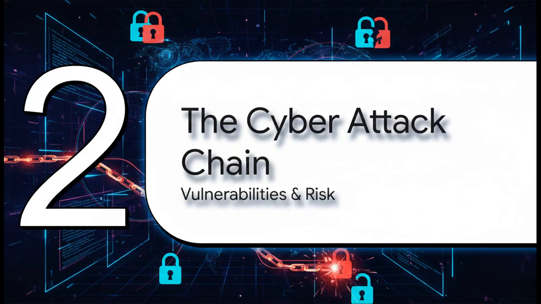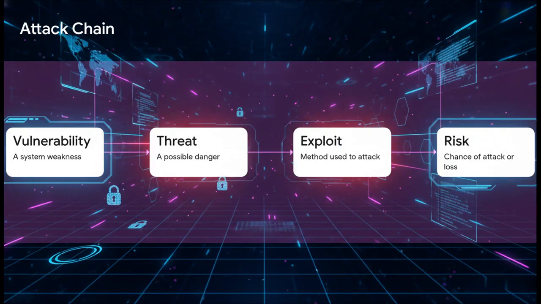Section 2, the cyber attack chain, from vulnerabilities to exploits. It's fascinating because a breach doesn't just happen out of nowhere. It follows a very specific chain reaction. First, it always starts with a vulnerability. Think of that as just a basic flaw or weakness in your system. Step 2 introduces a threat. That's a hacker with the actual intent to cause harm. Step 3 is the exploit, which is a specific tool or method they use to take advantage of that vulnerability.